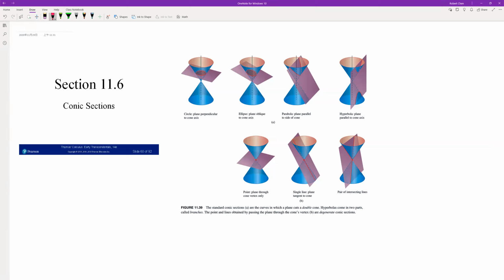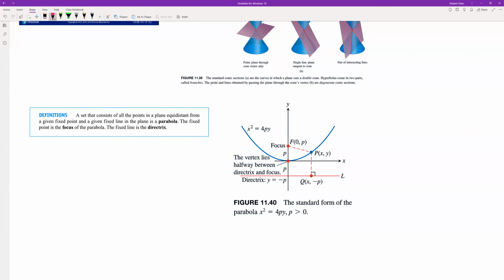Or an hourglass. By taking the intersection of the plane and the cone like this, we get a circle. Depending on how you angle your plane, you get different shapes. In this section, we're going to focus on ellipse, parabola, and hyperbola, and we're going to start with parabola now. Let's look at the definition first.